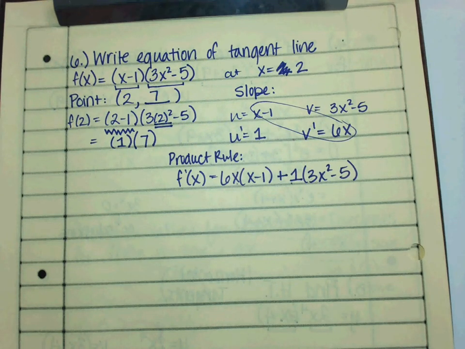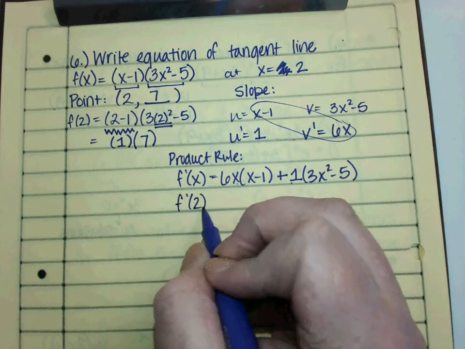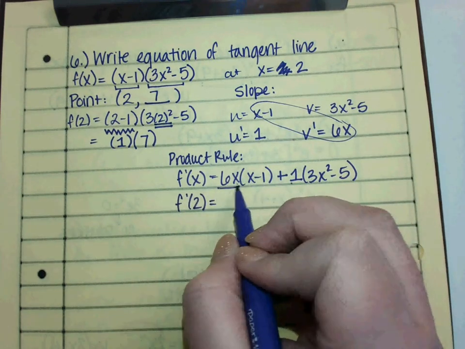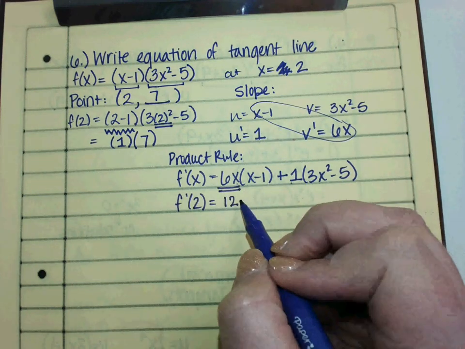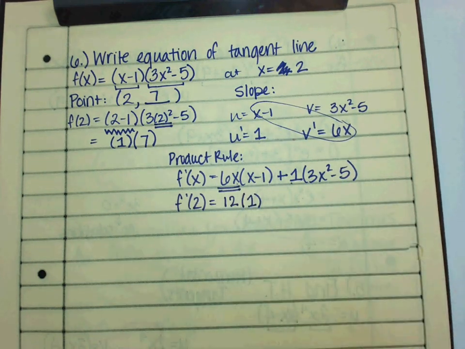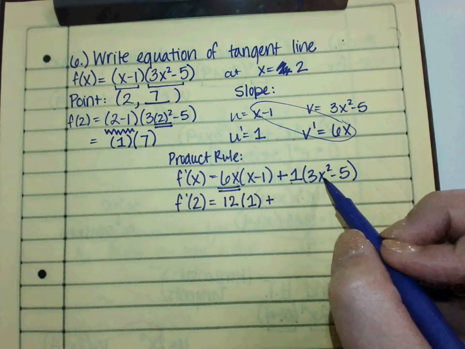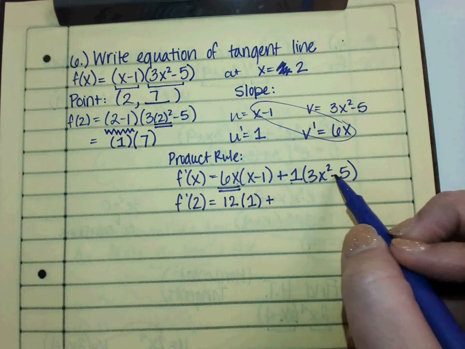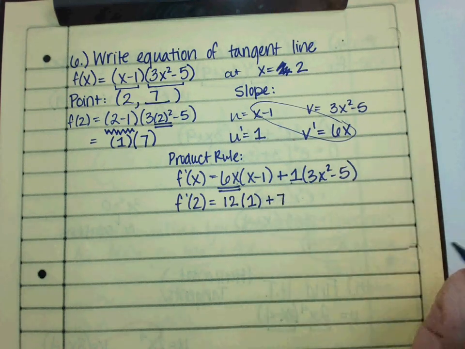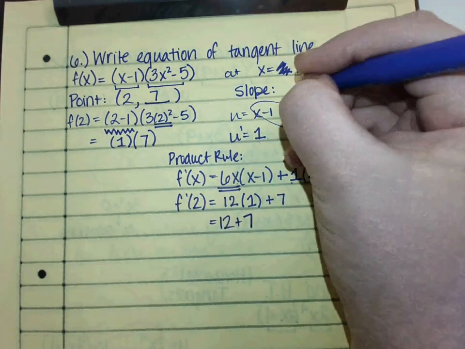Okay, from here, we're plugging in what x value? 2. So I have 6 times 2 here is 12. Then 2 minus 1 here is 1. Second term, I'm not going to write the 1 because we don't care about it. This is a 2. 2 squared is 4. Times 3 is 12. 12 minus 5 is 7. 12 times 1 is 12, plus 7 is 19.